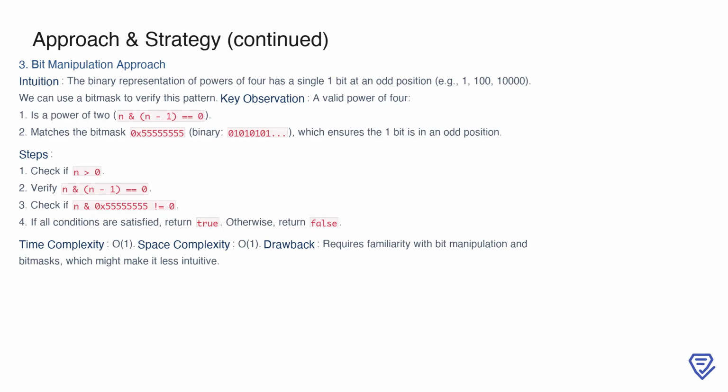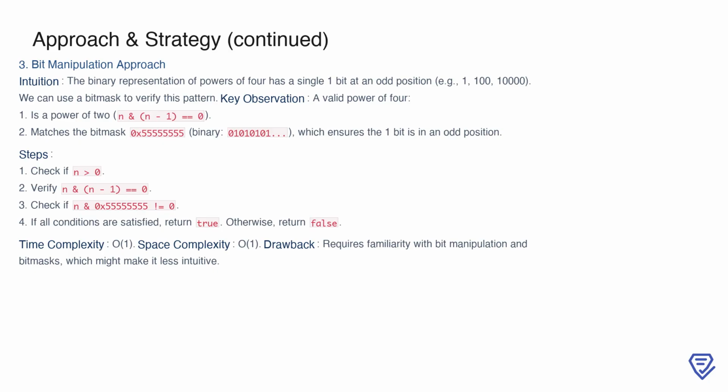Specifically, we first ensure that the number is a power of 2 by confirming that n and n-1 equals 0. Then, we use the bit mask 0x55555555, which in binary alternates between zeros and ones, ensuring that the 1 bit is in an odd position. If the number passes both these checks, it is confirmed to be a power of 4. This method is highly efficient, operating in constant time and space.